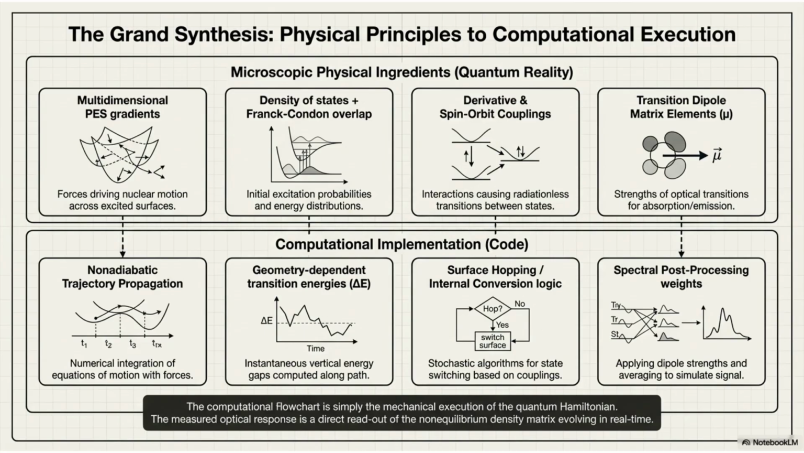The grand synthesis connects microscopic physical ingredients like PES gradients and transition dipole moments with computational implementation. The computational flowchart is essentially the execution of the quantum Hamiltonian, allowing for a direct readout of the non-equilibrium density matrix evolving in real time.